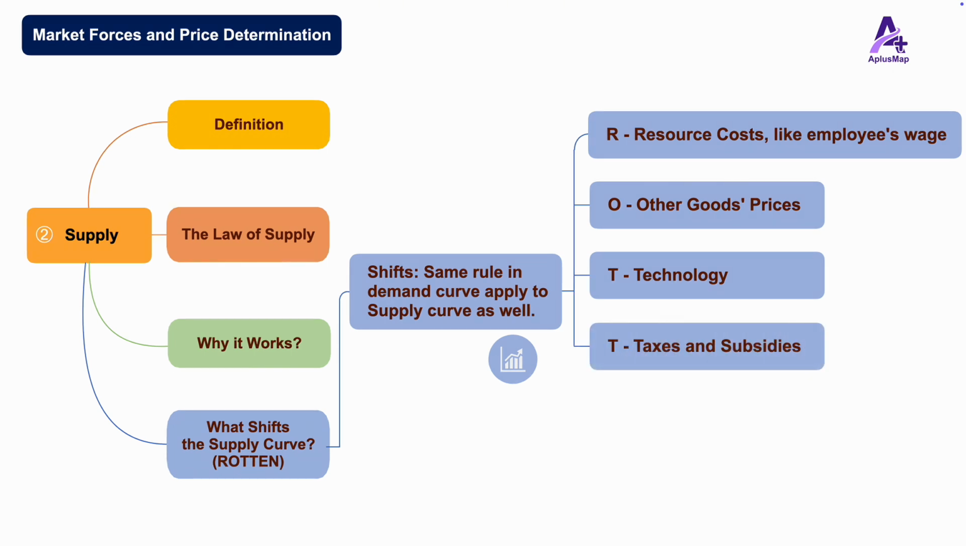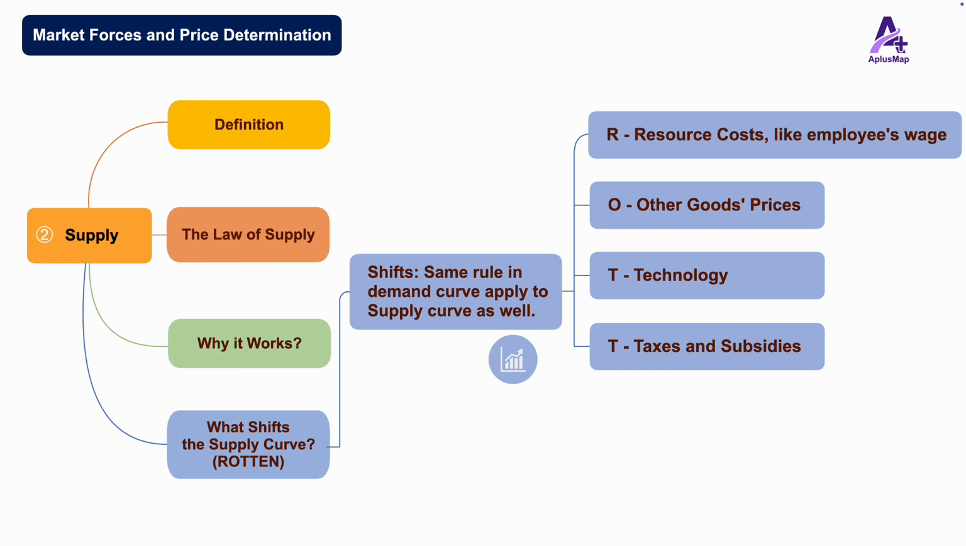Second T. This was big, often on exams. Taxes and subsidies. A tax on production acts like an extra cost. So it decreases supply, shifts left. Right. And a subsidy, that's like help from the government, it lowers costs. So it increases supply, shifts right. Definitely see how that's testable.